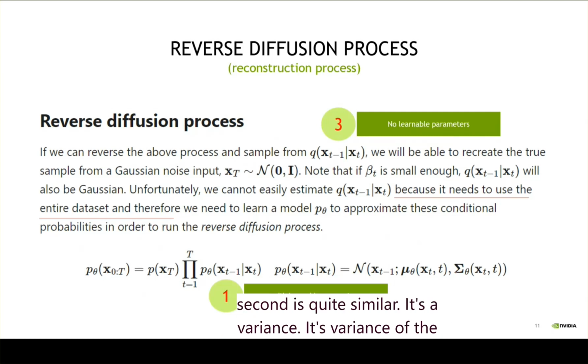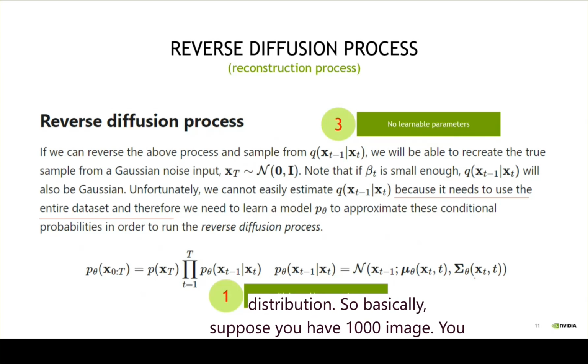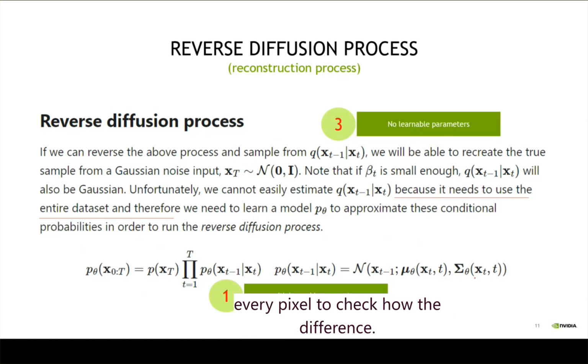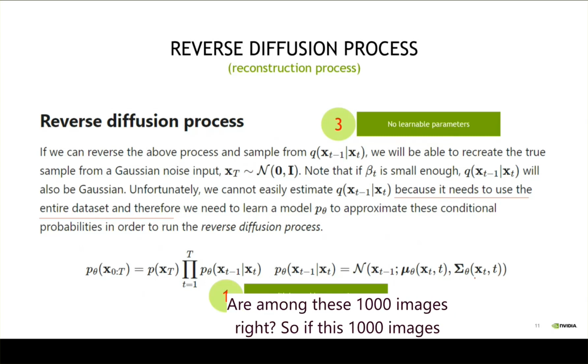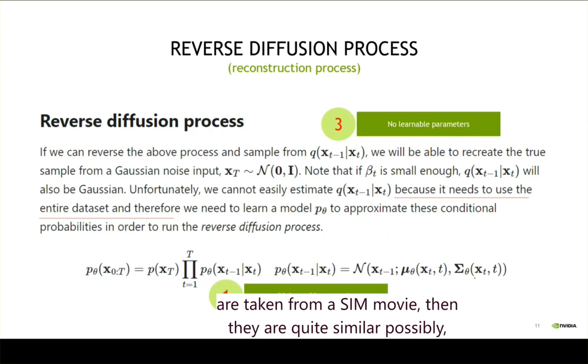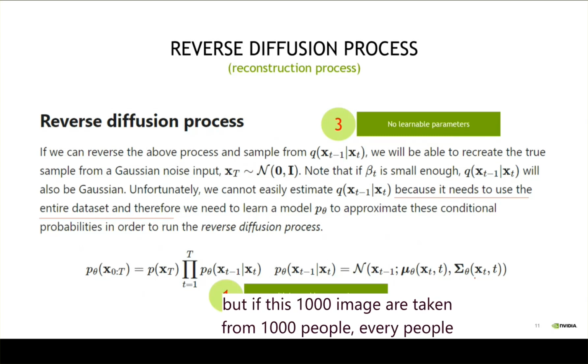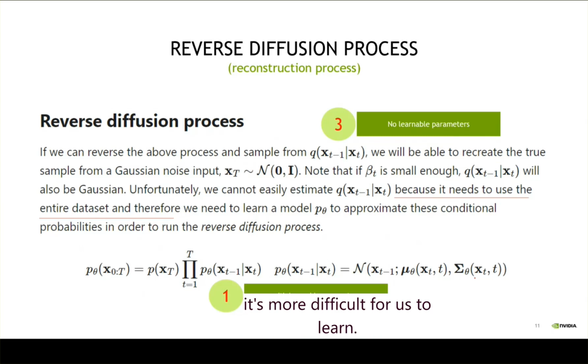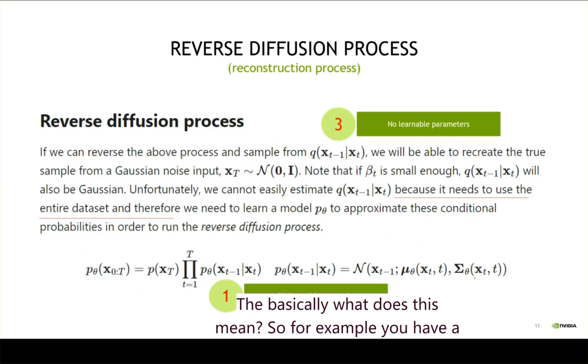The second is quite similar. It's the variance of the distribution. Basically, suppose you have 1,000 images, you can take the mean of every pixel, and also the variance of every pixel, to check how different these 1,000 images are. If these 1,000 images are taken from the same movie, then they are possibly quite similar. But if these 1,000 images are taken from 1,000 people, every person randomly picking a picture, then we have a big variance. It means it's more difficult for us to learn. So basically, what does this mean? For example, you have 1,000 rockets.